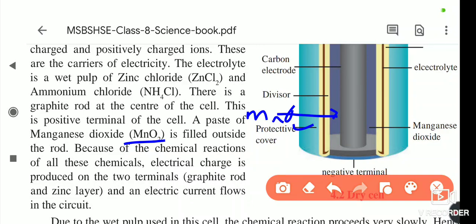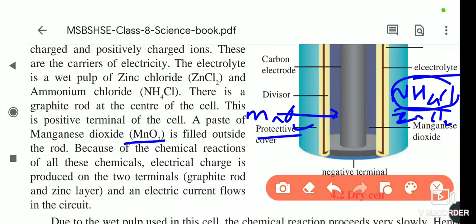Because of the chemical reaction of these chemicals, which chemicals? The electrolyte inside, ammonium chloride NH4Cl and zinc chloride ZnCl2, and here MnO2. Between these chemicals, a chemical reaction takes place, and due to the reaction, electric charge is produced. That electric charge appears on two terminals: the graphite rod, and the zinc layer. Downside there is also a zinc layer, and that is the negative terminal.